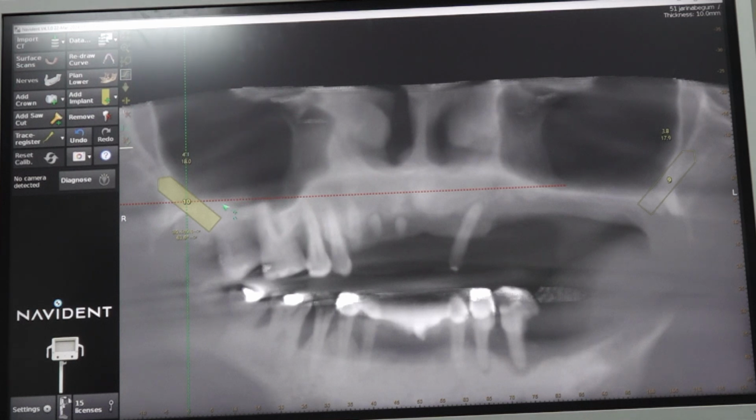You can see the sinus is touching here. Here the sinus is invading our implant. Now we are planning for anterior implants, 1 to 1.